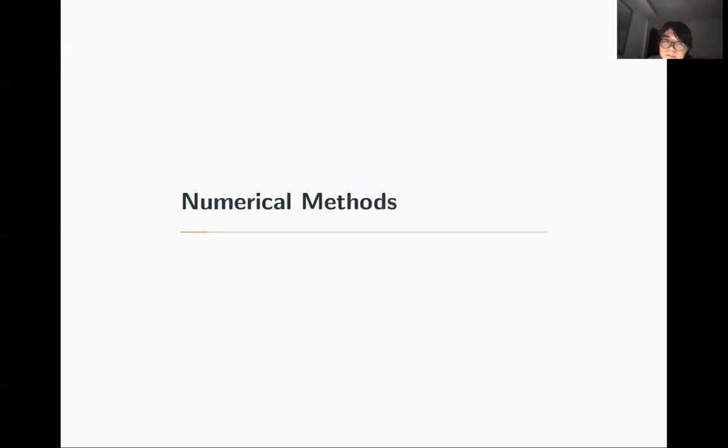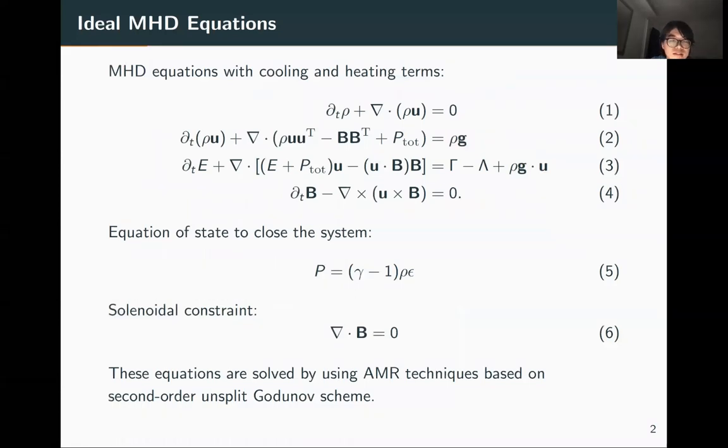In our simulation, we are modeling the baryonic matter using the ideal MHD equations with cooling and heating. And the solenoidal constraint is preserved by using the constrained transport method. And these equations are solved by using the AMR technique based on the second order Godunov scheme.